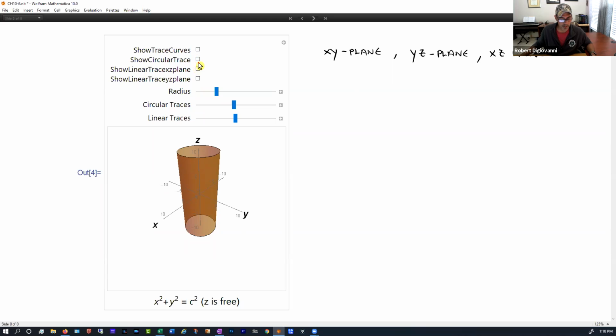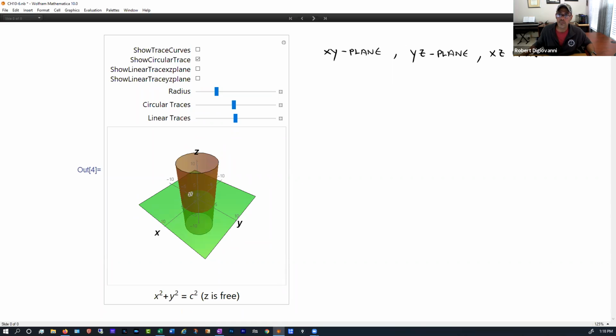Where's mine? There it is. Okay, so there's the ground, right? So can you all see that we actually intersect that surface in a circle? So when you're on the XY plane, Z is zero. That's what that means, right? So I'm saying, let's let Z be zero and write the equation down. Well, that doesn't change the equation, right? So if Z is zero, I'm going to draw a circle of radius one, and that is this circle right here.